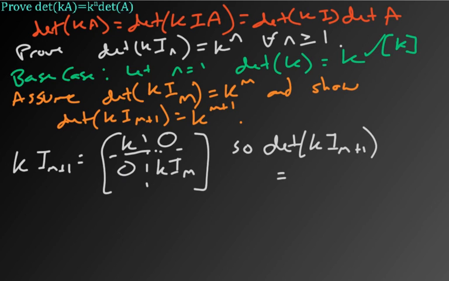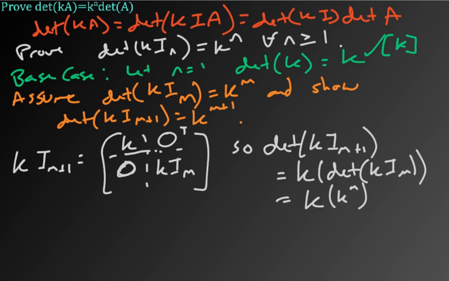And really these are, I guess, 0 vectors. I should probably be a little more clear. That's like 0 vector transpose, and that's truly just the 0 vector, which you can think of as a matrix too. But so the determinant of kI_(m+1) is going to equal k times the determinant of kI_m, which is k times, this is where I'm using my assumption, k to the m. That uses the inductive hypothesis, giving k to the m plus 1.